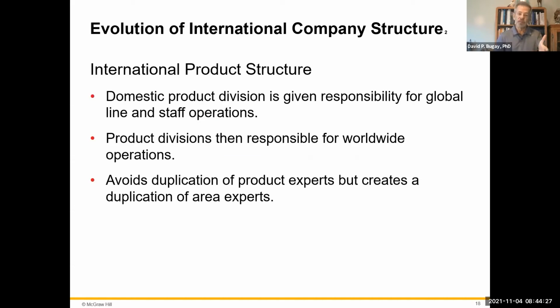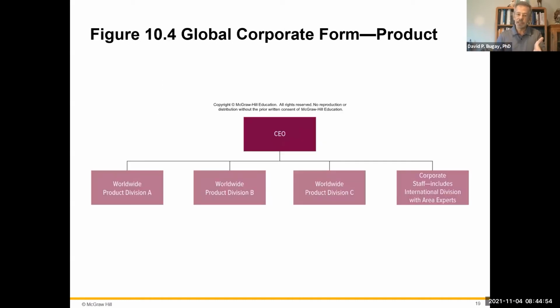Always pay attention to culture, because culture will play a role in marketing in that country. So in the structure, you have a domestic product giving responsibility for global line operations by the time it's all done. And you also have product divisions, sometimes responsible for worldwide operations. But you also have to avoid duplication of experts, so you have a product expert that's the master expert of everything on that product, and then different types of area experts, which is what this model somewhat shows.